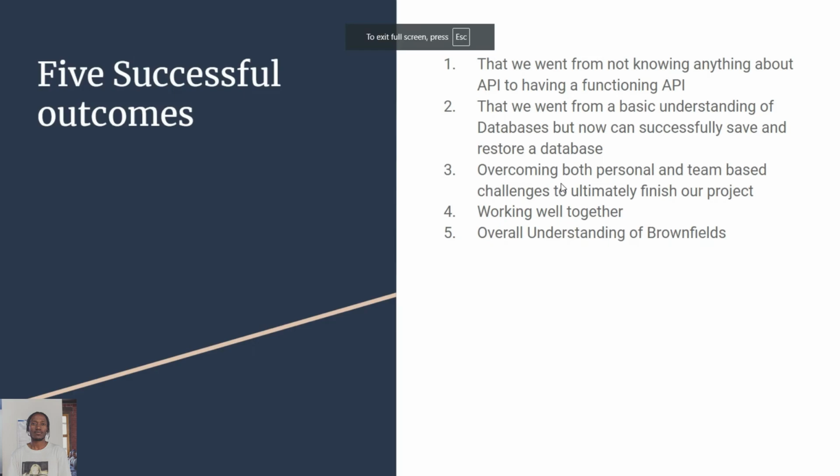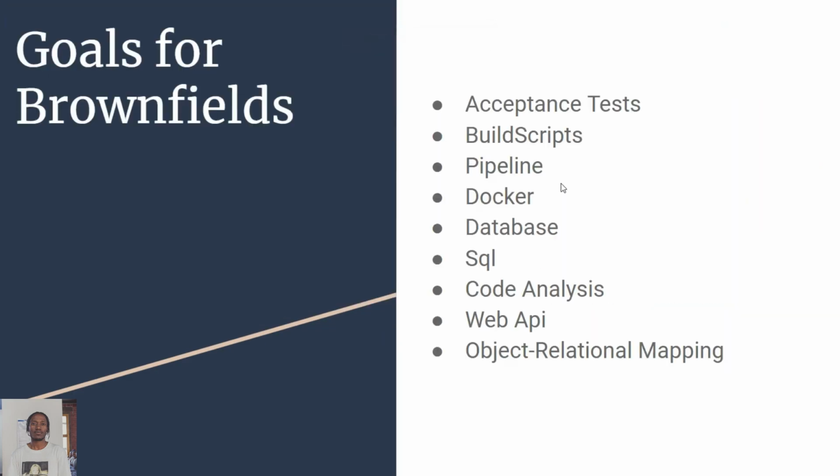Hello again. So I'll be closing off the presentation, but first I'll talk about the goals for brownfields. So we had acceptance tests that we needed to make sure were running against our server and the reference server that we were provided with. We had build scripts that we had to implement on our own. We had the pipeline that we had to make sure was passing all the stages that we have implemented. We had Docker, where we had to create an image and a container, and we had to add it to the pipeline as well. We had the database and the SQL.